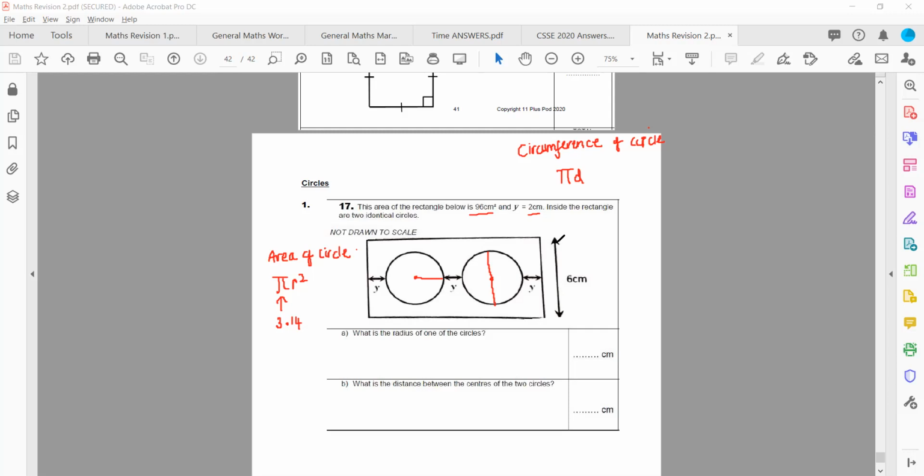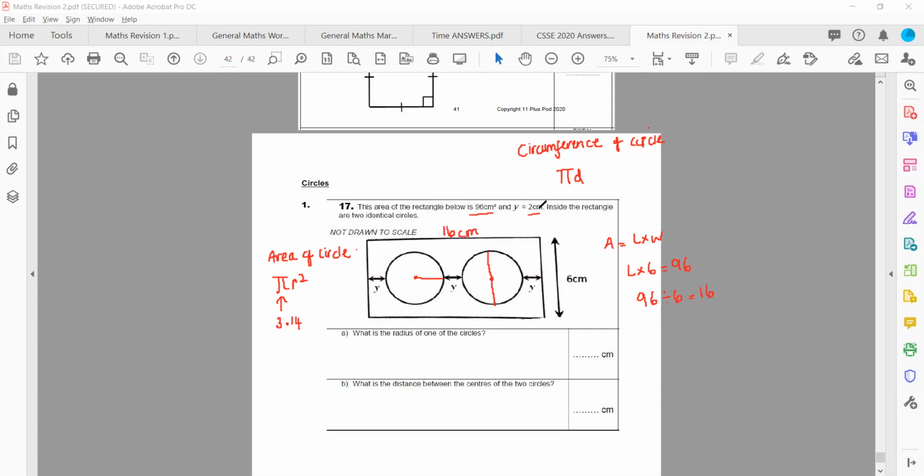Now, you know that the width of your rectangle is 6. You know that the area is 96. Area equals length times width. So here we have length times 6 equals 96. To find the length, you would do 96 divided by 6, which would equal 16. So you now know the length of your rectangle is 16.